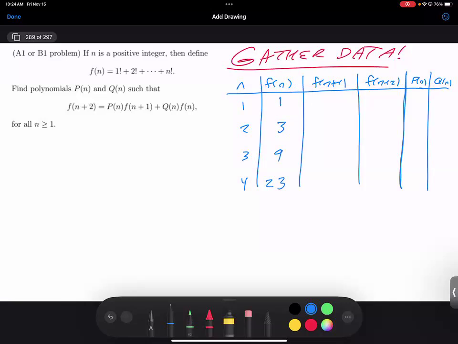All right, so then f(n+1) would be 3, 9, 23. And then after 23, we have to add 5 factorial, which is 120. So it becomes 143. And then f(n+2) is going to be 9, 23, 143. And then after is 720, so it becomes 863. And so the question is, what degree do we think these polynomials are?